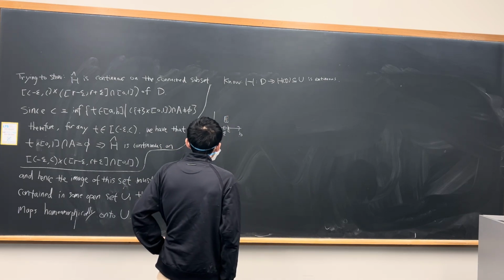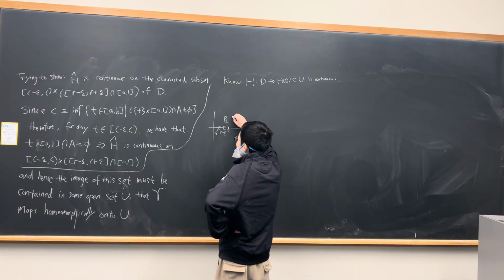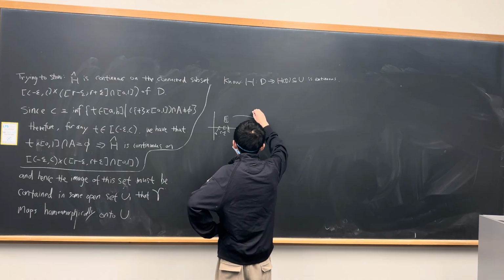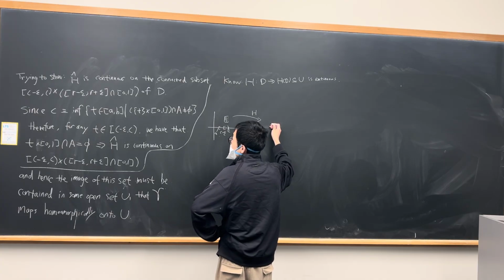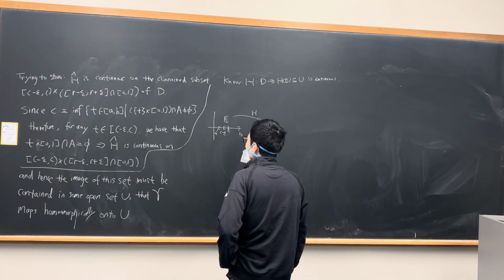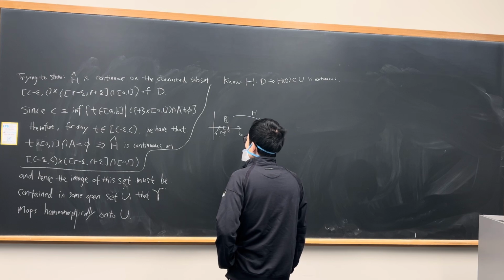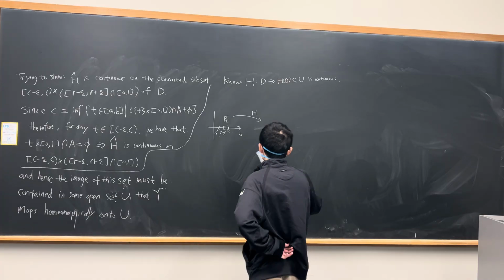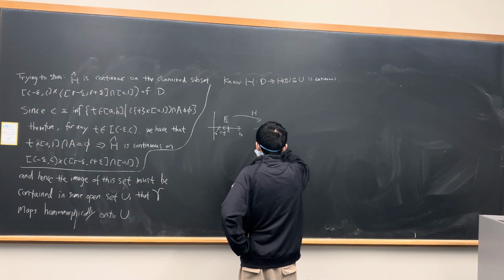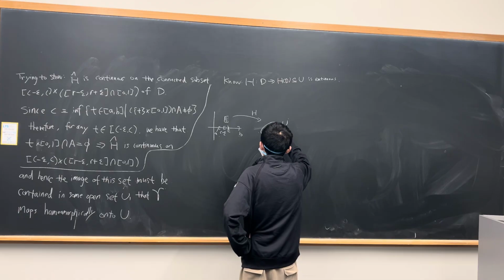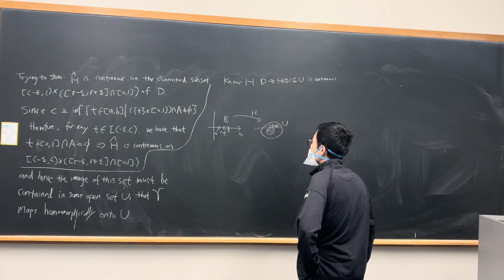Okay. So now this set is mapped by H. Oh, okay. H is continuous on the connected subset of D. Okay, we know that this H of D is contained in U, right? So therefore this set, being a subset of D, is also contained in this U, right?